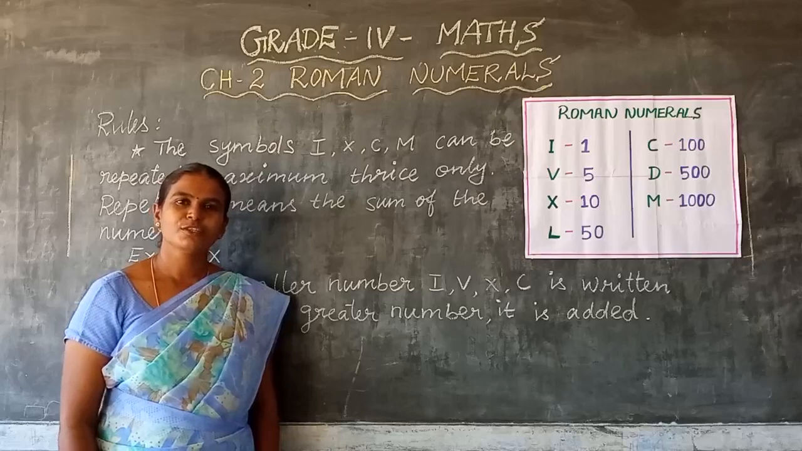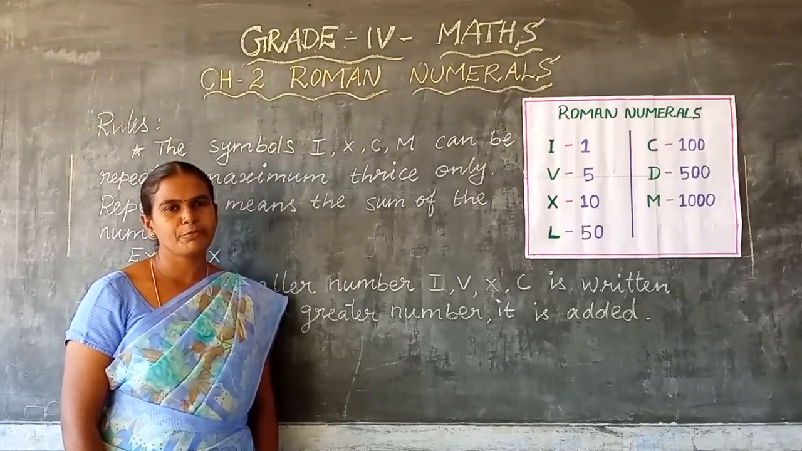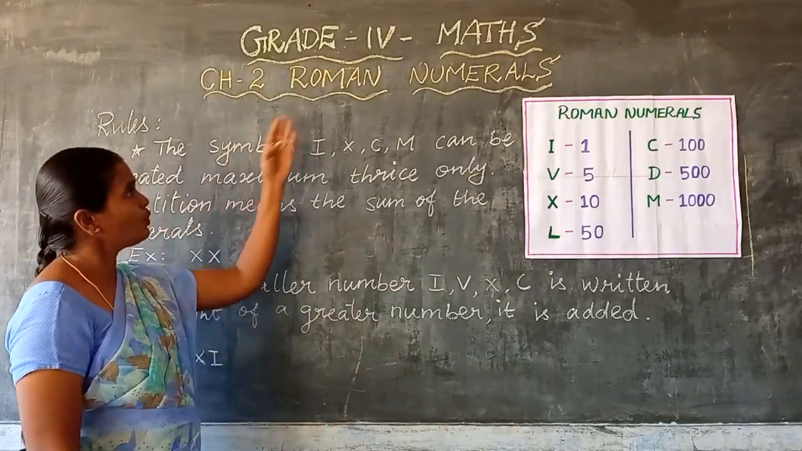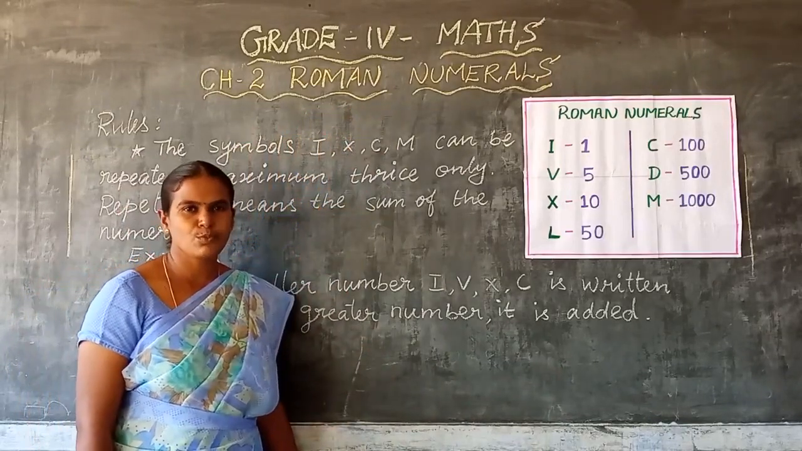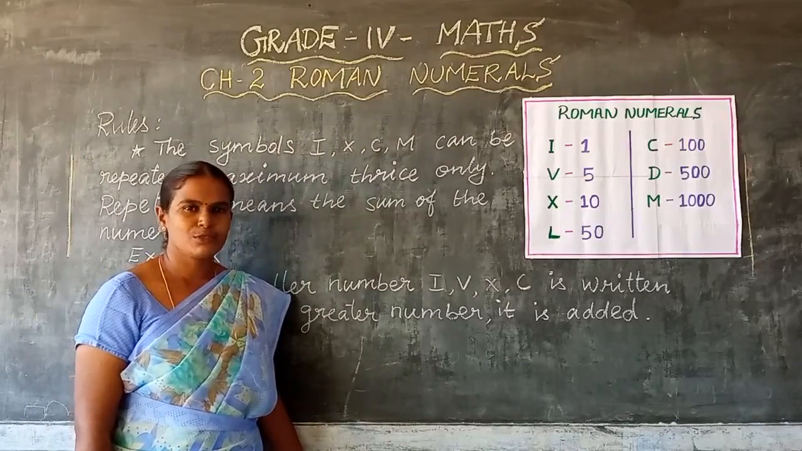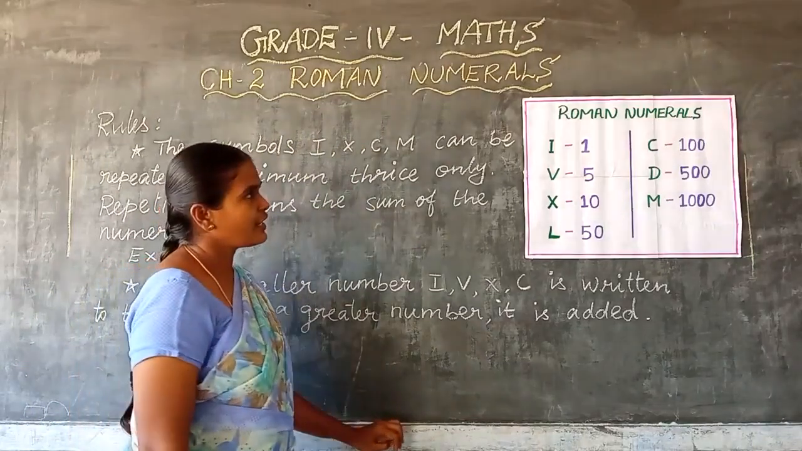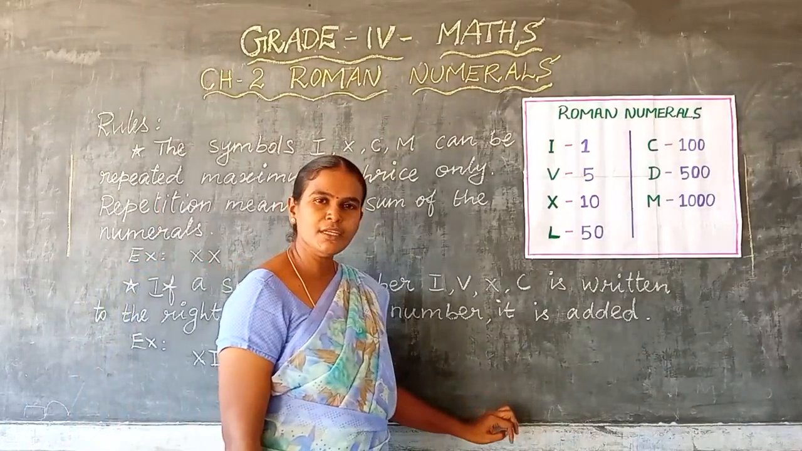Good morning students. Today we are going to see grade 4 maths chapter 2, Roman numerals. In the previous class we saw exercise 2.1. Now exercise 2.2. Just recall Roman numerals and rules.